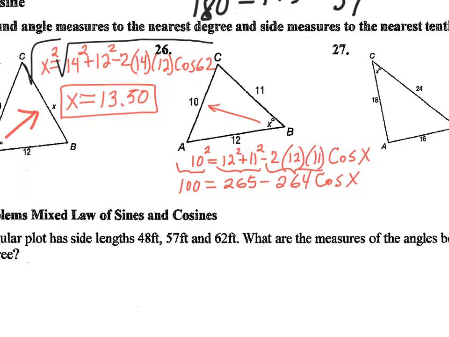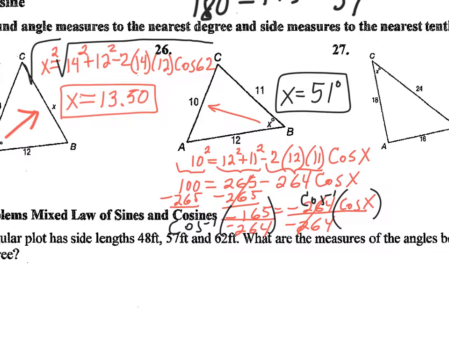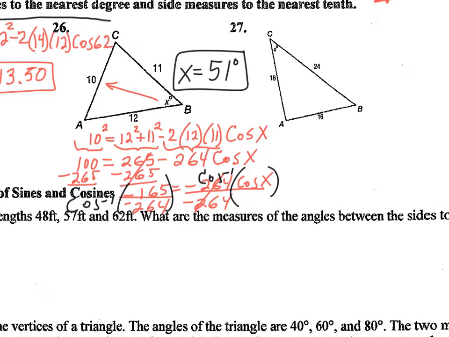Then what do we move next? You subtract the 265, so it's minus 265. Okay. And that gives you negative 165 equals negative 264 cosine of x. Then you divide both sides by negative 264. And then from here, I need to get rid of the cosine, so I take the arc cosine of both sides. And you put arc cosine of negative 165 divided by negative 264. And what is the measurement of x? Did you get 51 degrees? Yes, perfect.